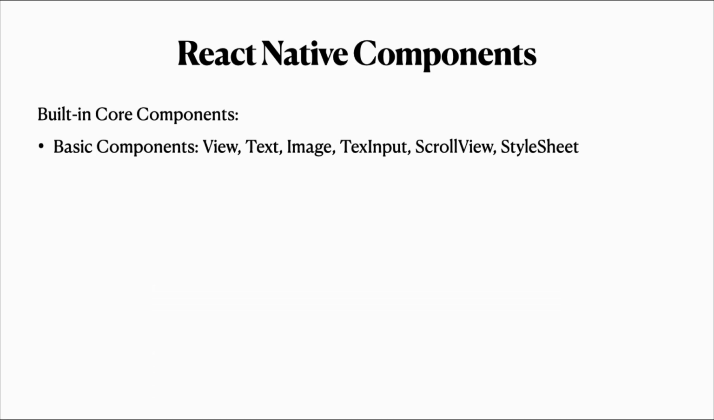We have text components, which can be used to display our text, image to display our image. Text input is to get input from the user. Scroll view, so if we have a long list that we want to show the user, we can show this list inside a scroll view so the user can scroll and see all of the list. Then we have a component called style sheet to style our components.